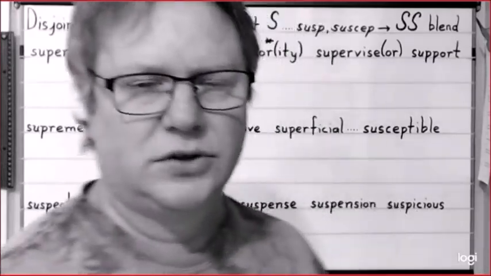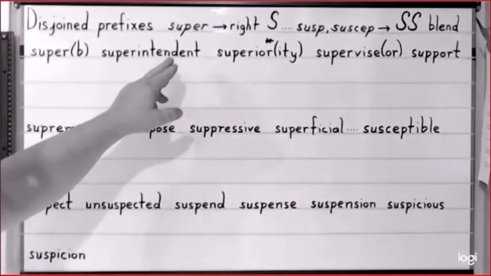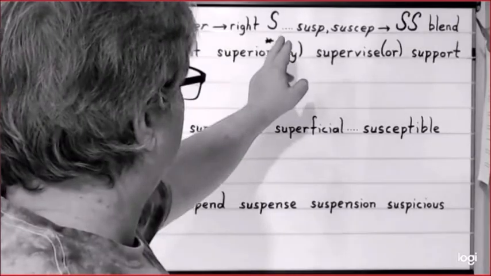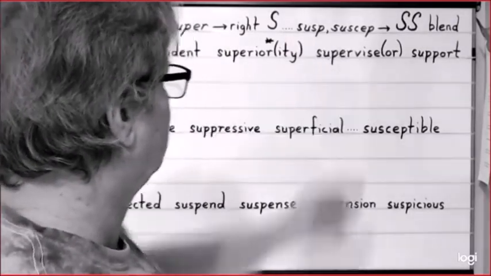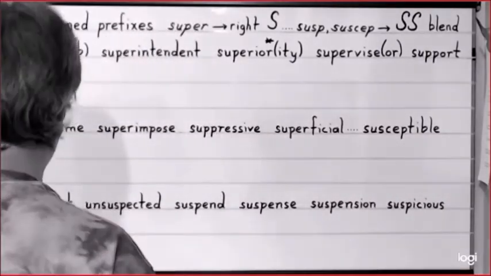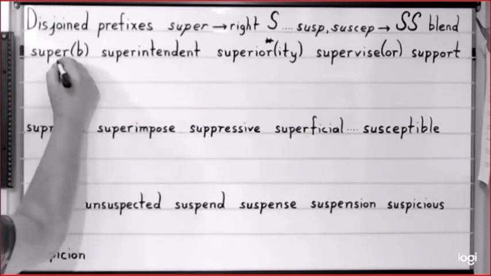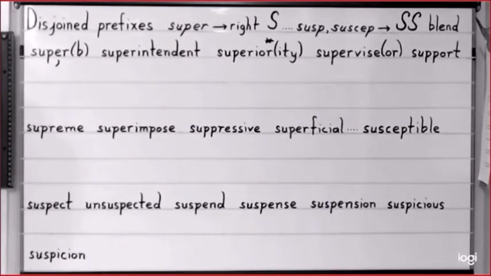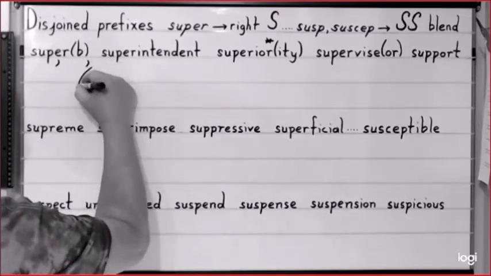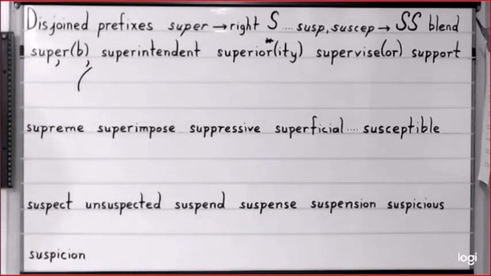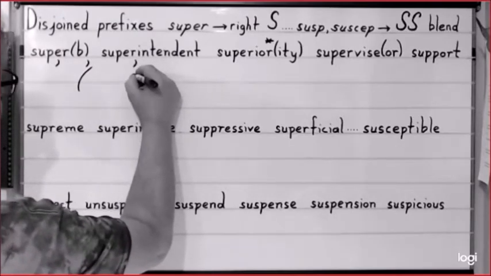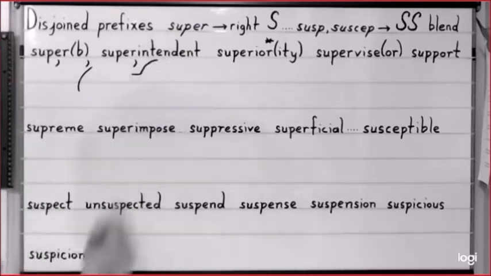The disjoined prefix super is represented by the right S, and the disjoined prefixes susp, and suscept are represented by the SS blend, starting with the left S. So for the word super, we'll write the right S. For the word superb, it's going to be the right S and then the B. For superintendent, this is somewhat of a short form too, so it's going to be the S for super and then the N and the TEN stroke.